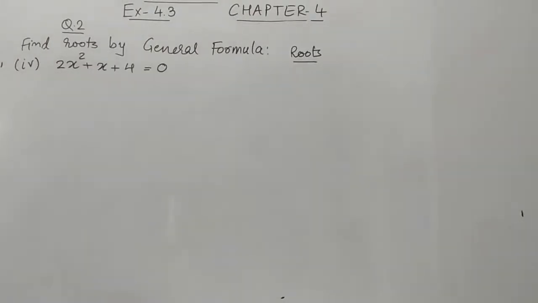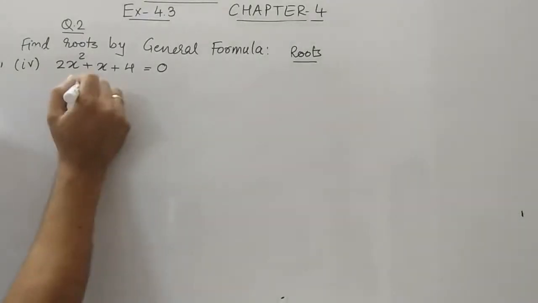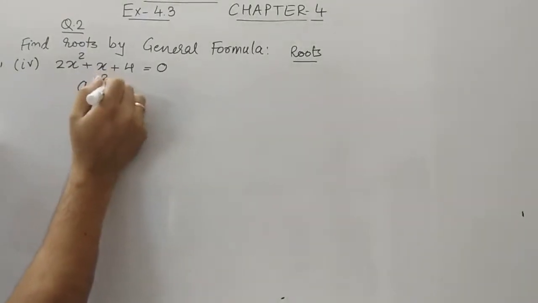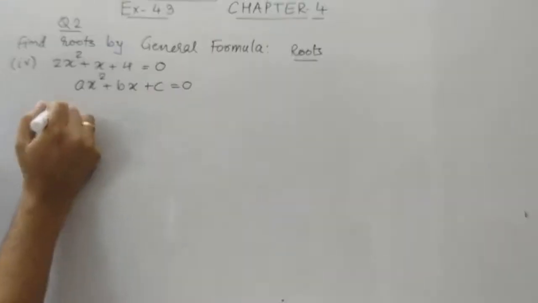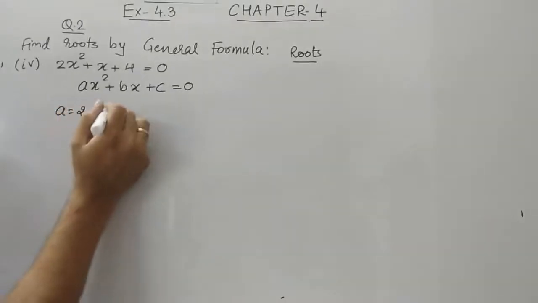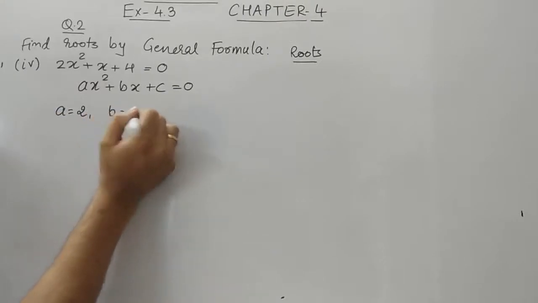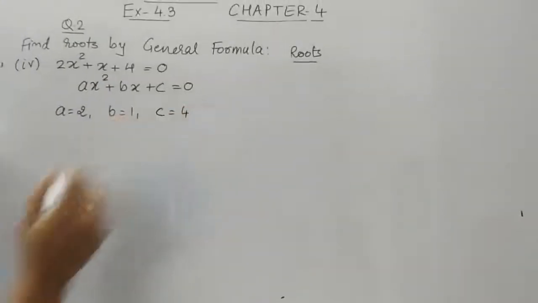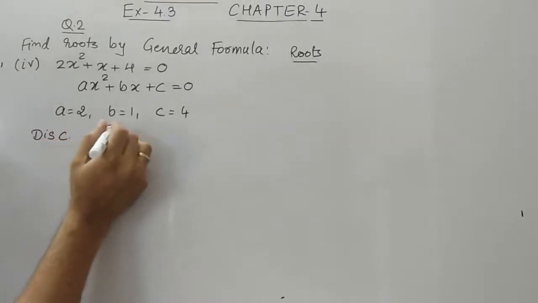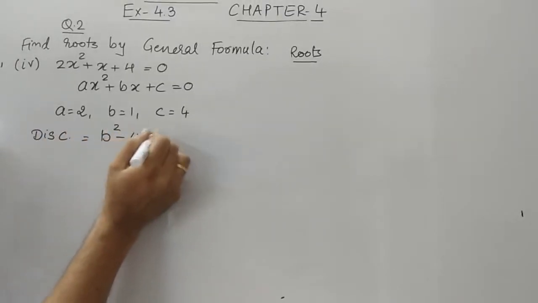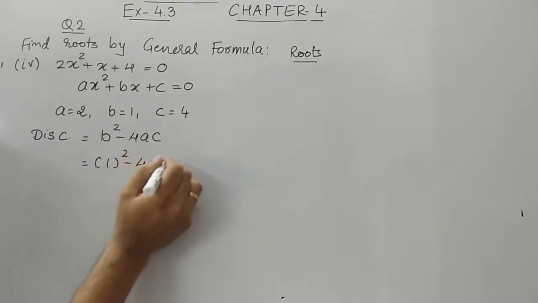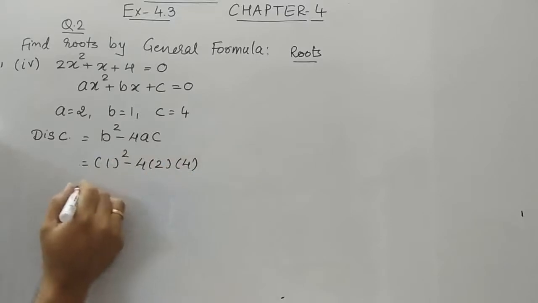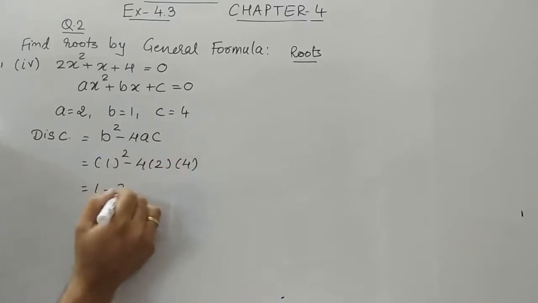Let us find the roots of this fourth question. The first step is to compare with the standard form, that is ax square plus bx plus c equals 0. a is the coefficient of x square, that is 2. b is the coefficient of x, that is 1, and c is the constant, that is 4. First we need to find the discriminant, that is b square minus 4ac. b is 1, and 4, a and c. So it is 1 minus 32.